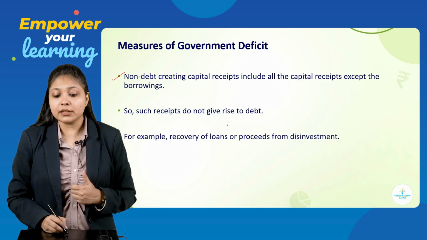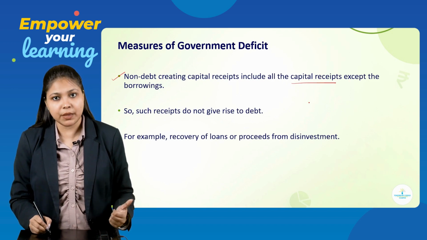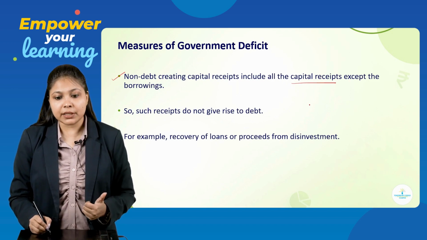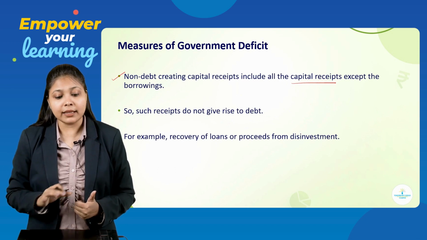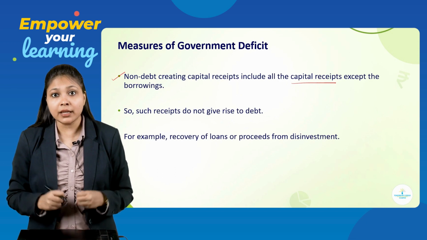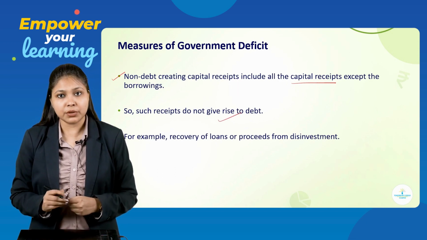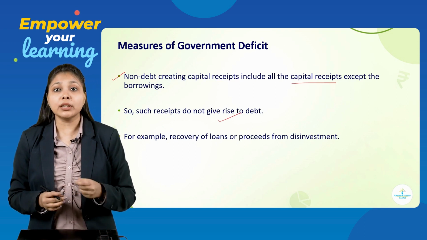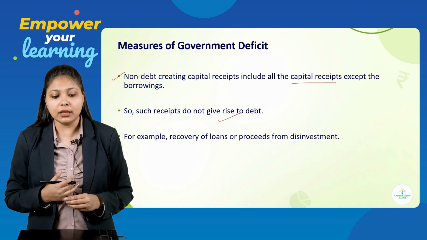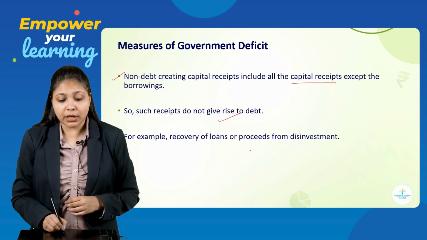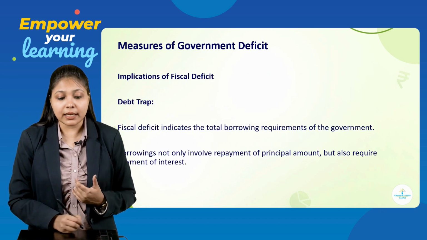Non-debt creating capital receipt, what does it include? It includes all the capital receipts except the borrowings. So non-debt creating capital receipt is going to include all the capital receipts leaving behind the borrowings. We will not be including borrowings as I already said. Such receipts do not give rise to debt. Debt is nothing but liability on the government. Example, recovery of loans or proceeds from disinvestment. These things will not be included.